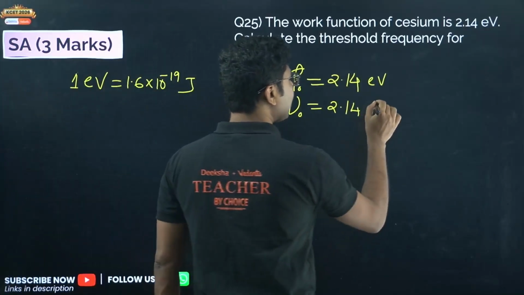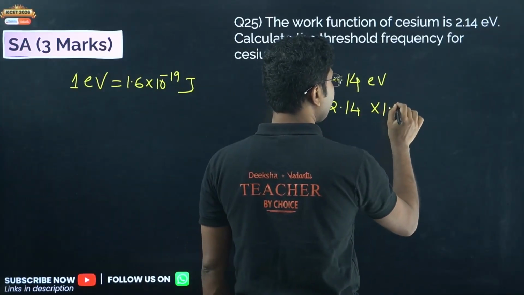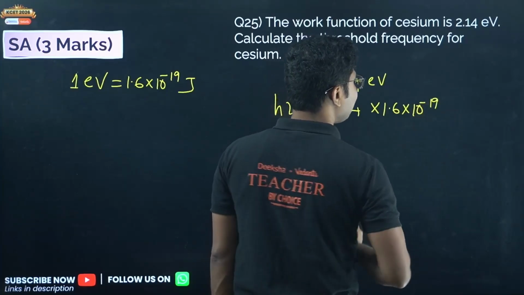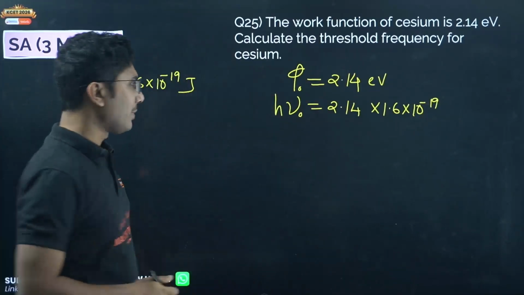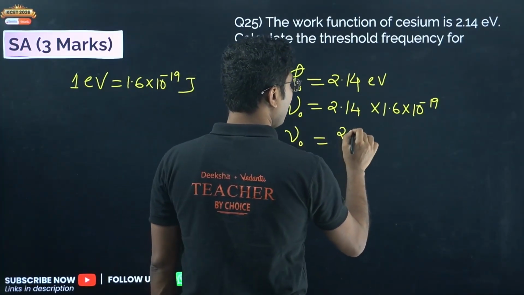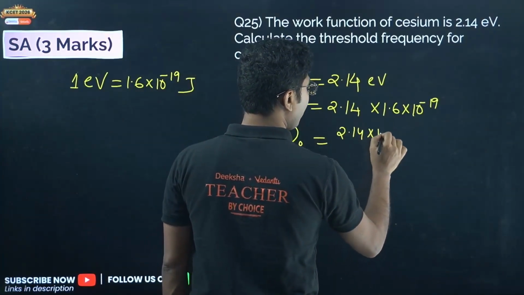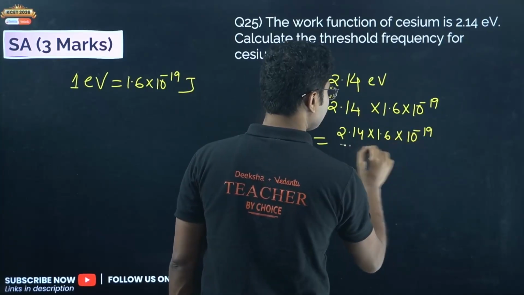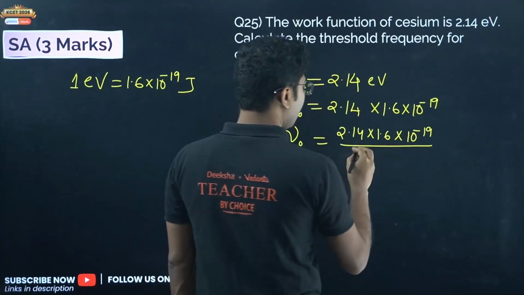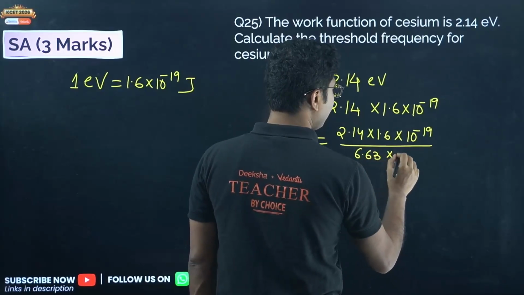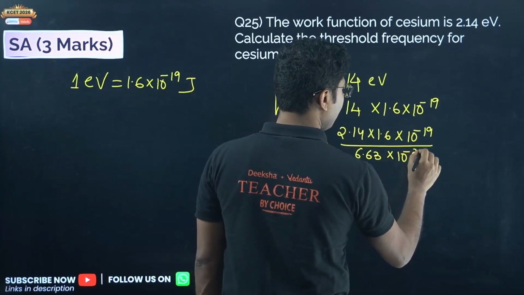Okay, so here in this particular case we have to convert it into joules, so we have to multiply with 1.6 into 10 to the power of minus 19. So what is the threshold frequency? Threshold frequency is 2.14 into 1.6 into 10 to the power of minus 19 divided by 6.63 into 10 to the power of minus 34.